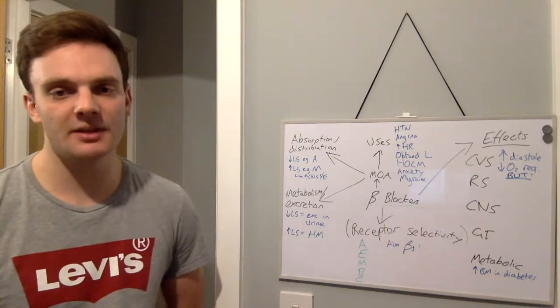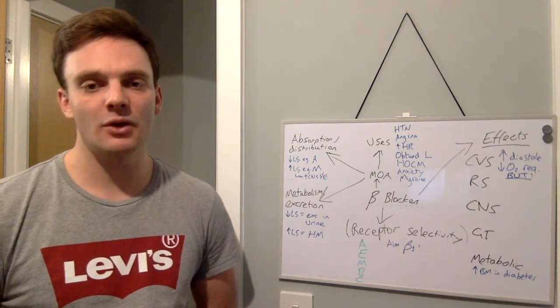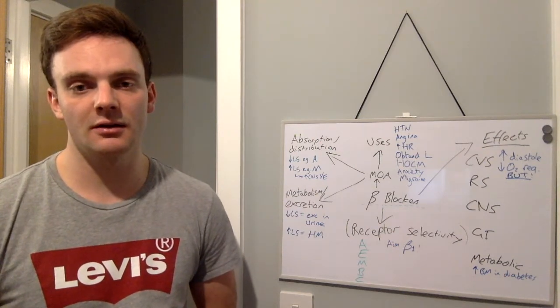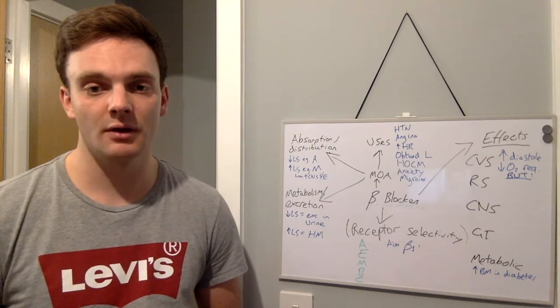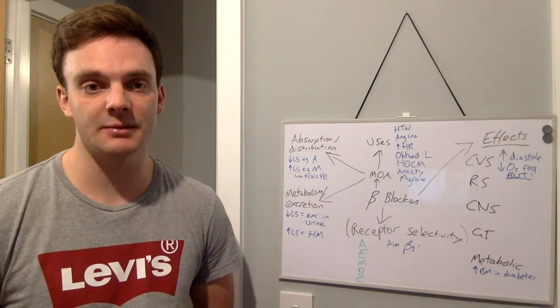So if we look at the metabolism and excretion of beta blockers, those with a low lipid solubility are freely excreted in the urine, and those with a high lipid solubility undergo more hepatic metabolism.